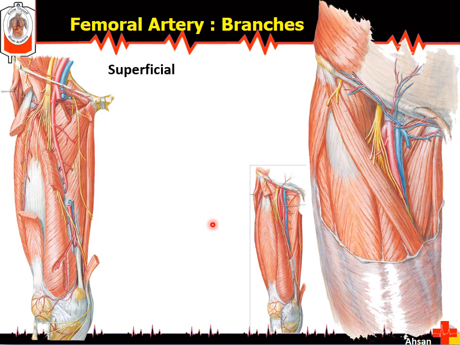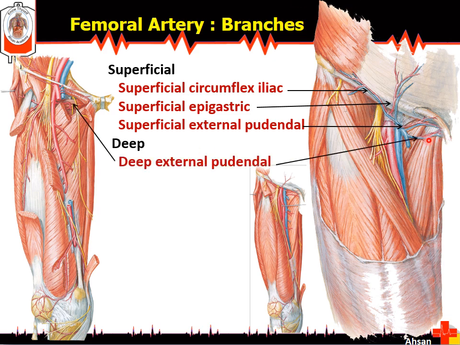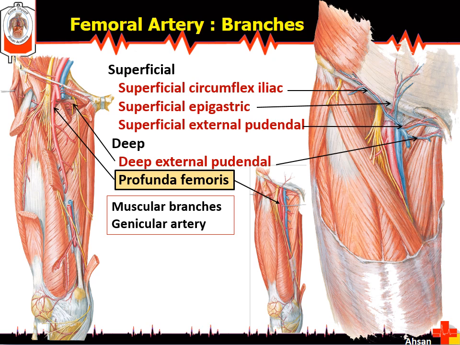The branches of the femoral artery start from the proximal part. Some superficial branches are there. Most important are the superficial circumflex, superficial epigastric, and superficial external pudendal. The middle one we have already discussed with the hernia, its clinical significance. And we'll get the deeper artery. Closer to them is the deep external pudendal going to the perineum. The most important branch of this artery is the profunda femoris. Besides this, it gives muscular branches and branches to the joints, the hip joint and knee joint.